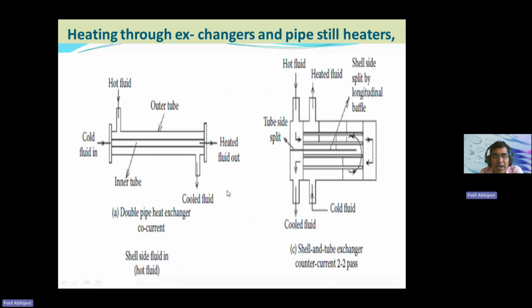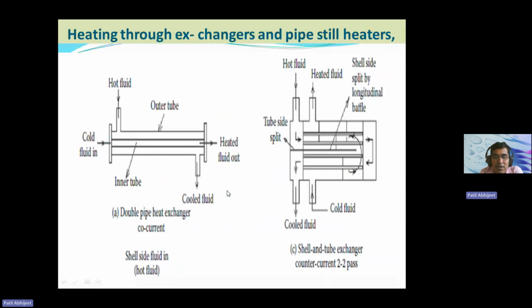Here we can see the hot fluid in a double pipe heat exchanger. When a double pipe heat exchanger is used, co-current flow of the fluid must be maintained. It depends upon the number of passes, and the number of passes can be increased in that particular region. So this is about that.